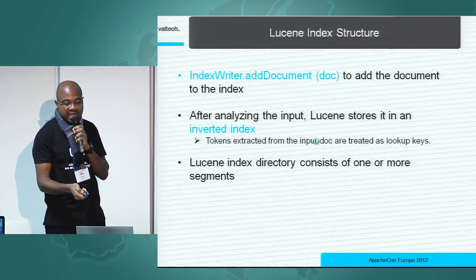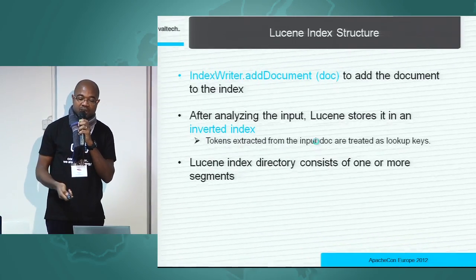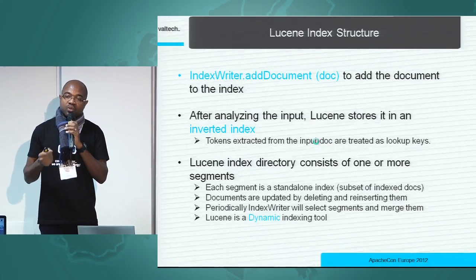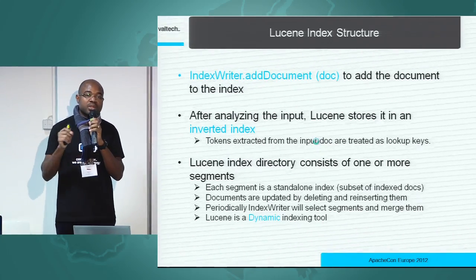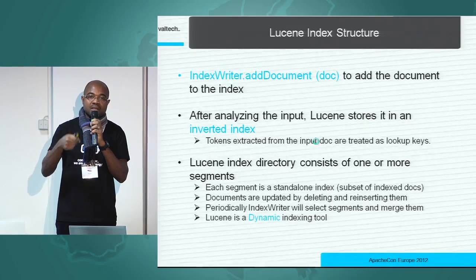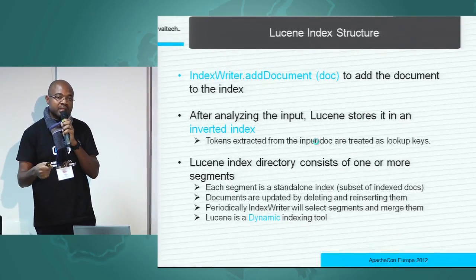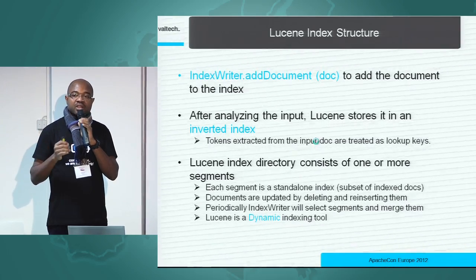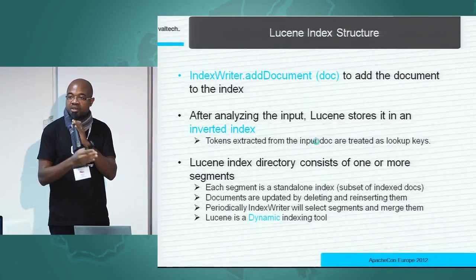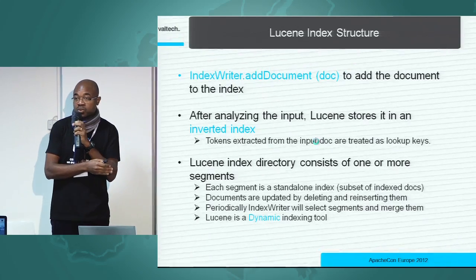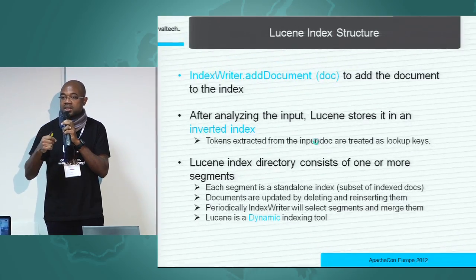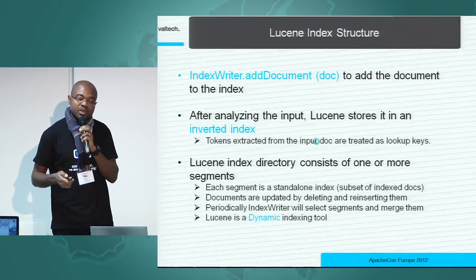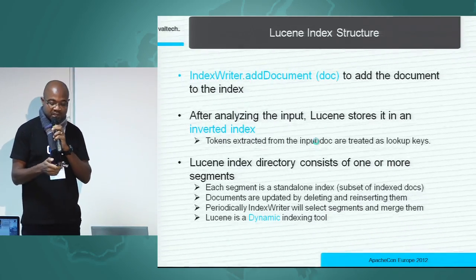And a Lucene index directory consists of one or more segments. Each segment is a standalone index, and when you decide to update a document, Lucene just marks the document as deleted and then adds it again. Because it uses multiple segments, and because of the way it updates documents, Lucene is a dynamic indexing tool. Lucene does not need to rebuild the entire index to update a document, and that is very important for efficiency.